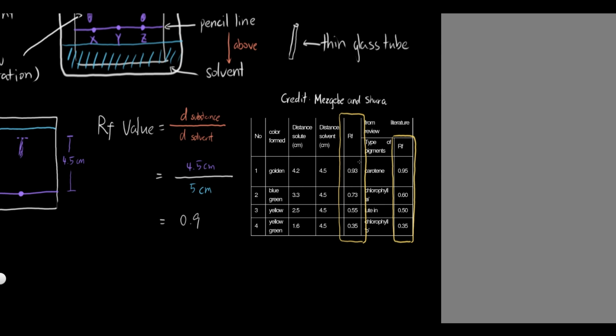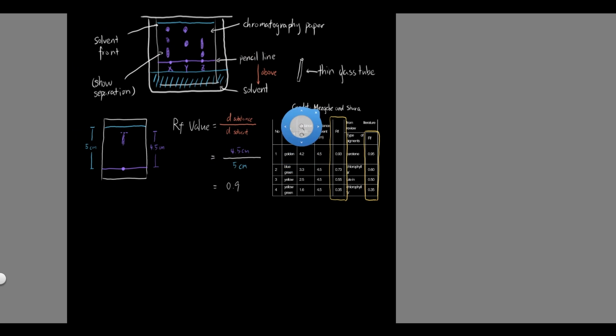So this is also how we would use paper chromatography to determine which substance is which, by looking at their RF value. All right, so that's all for today.